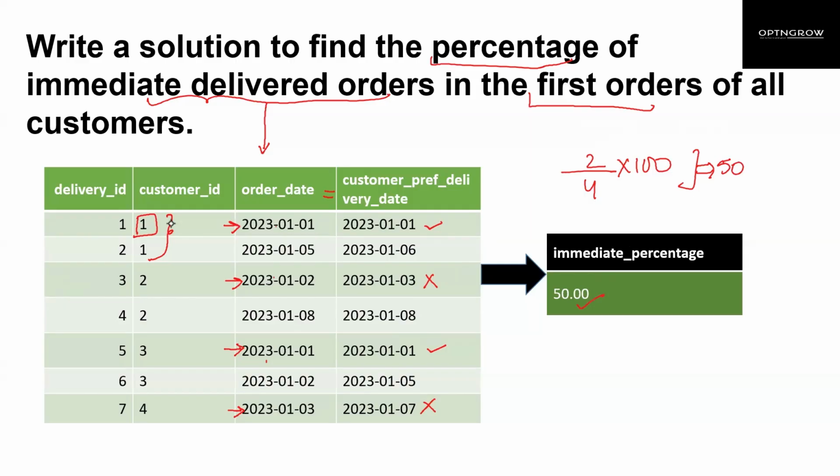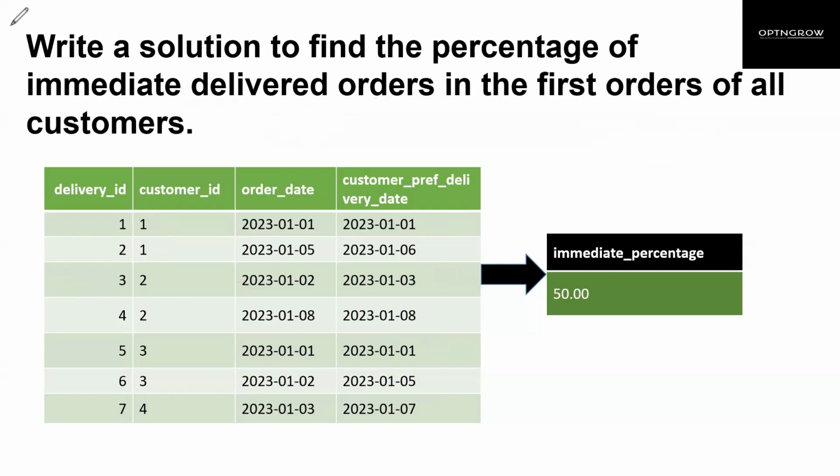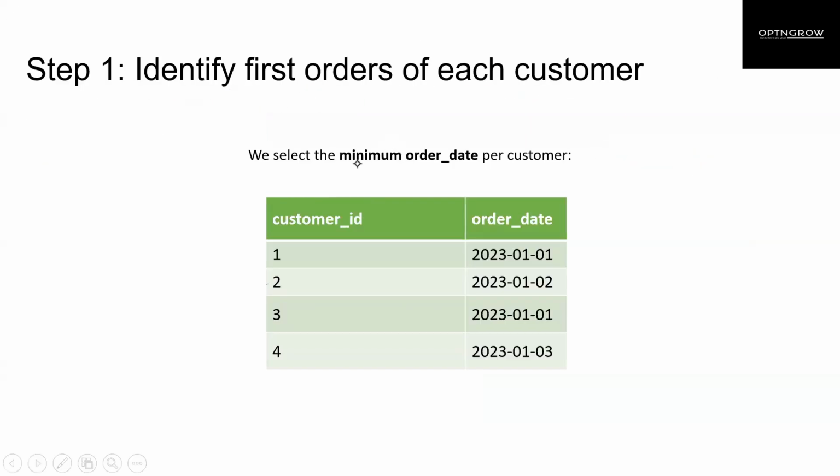In order to write the SQL query, we are going to do it step by step. The first step would be to identify the first orders for each customer. Now you can see over here, these are the customer IDs and these are the first order dates of each customer. So here we are going to make use of group by, and the aggregate function would be min.